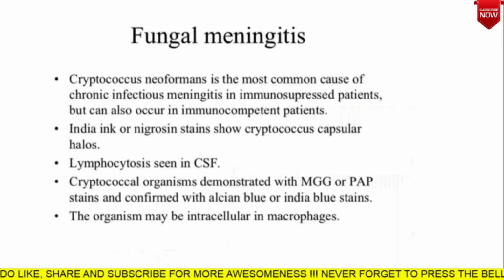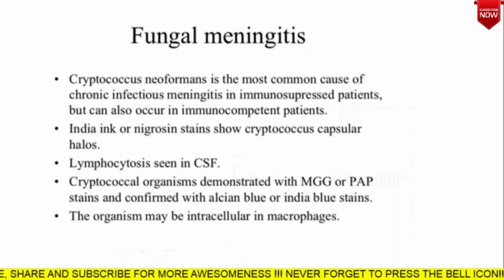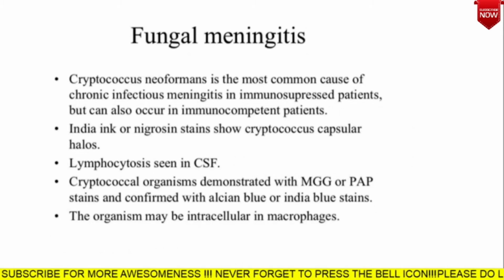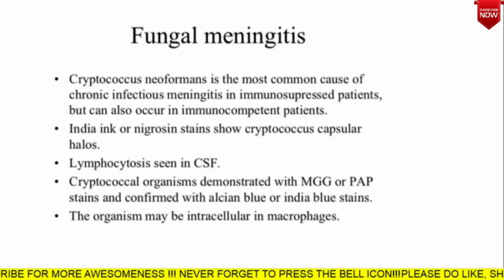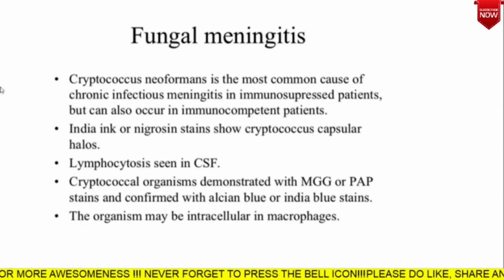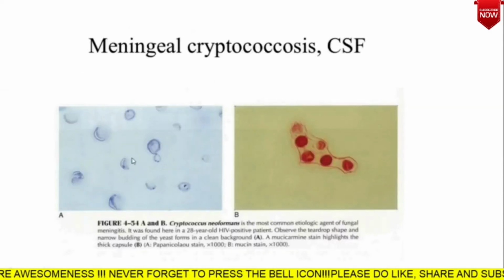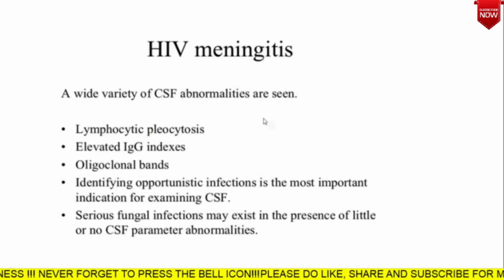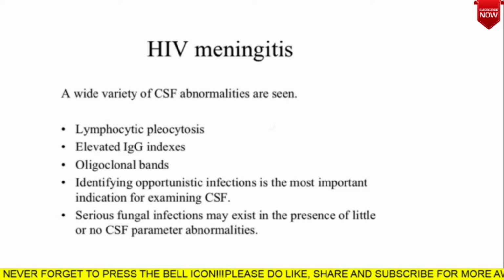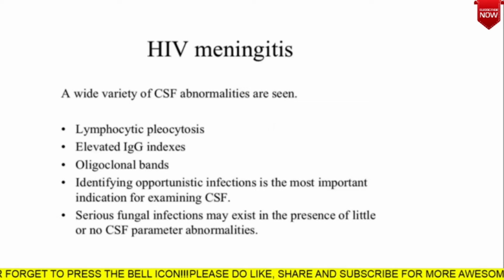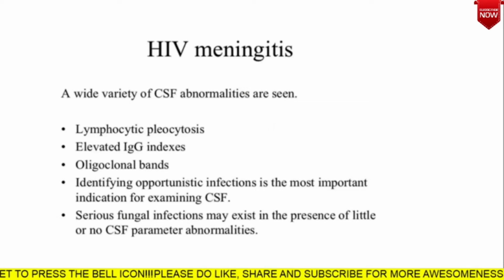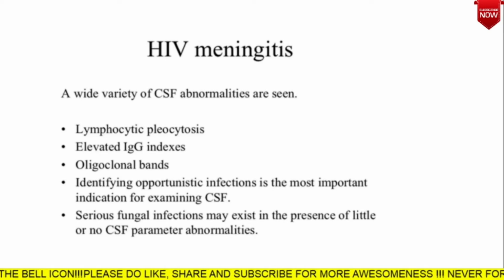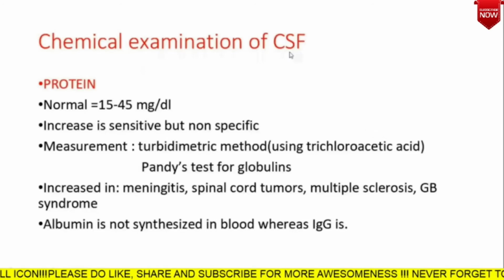Fungal meningitis: Cryptococcus neoformans is a common infection in immunocompromised patients. India ink stain is used basically for it, and again you'll see lymphocytosis, and you'll find the organism on the India ink stain. So this is how it appears. HIV meningitis, there will be a wide variety of CSF abnormalities which can be seen, like lymphocytic pleocytosis, elevated IgG index, oligoclonal bands, and these are the things that you'll find in HIV.